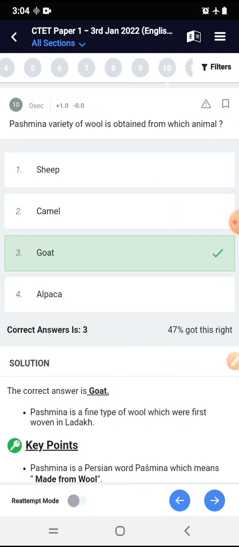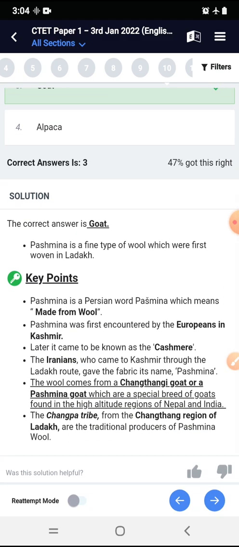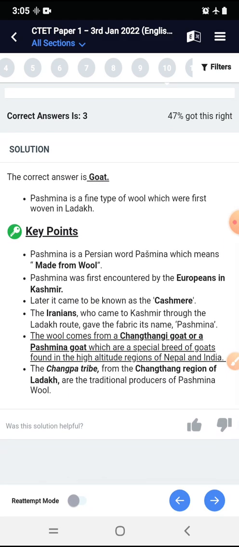Pashmina variety of wool is obtained from which animal? Goat. Pashmina is a fine type of wool which was first woven in Ladakh. Pashmina is a Persian word, and what does it mean? It means made from wool.